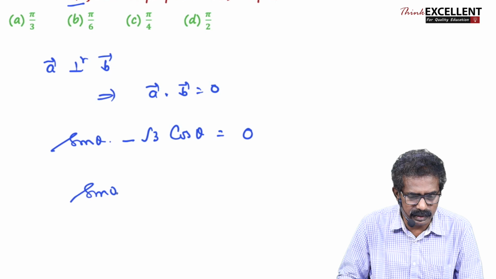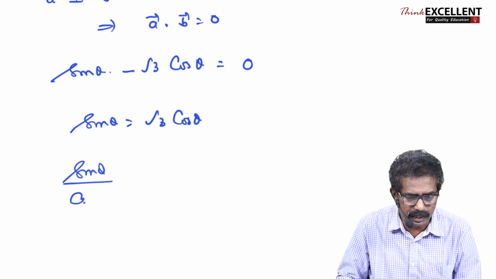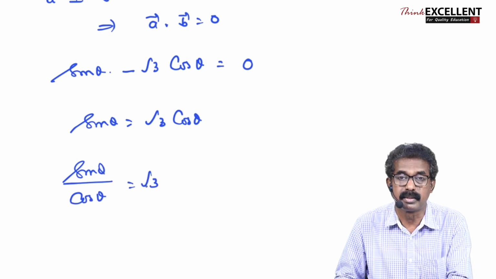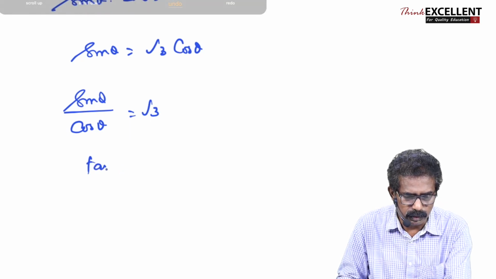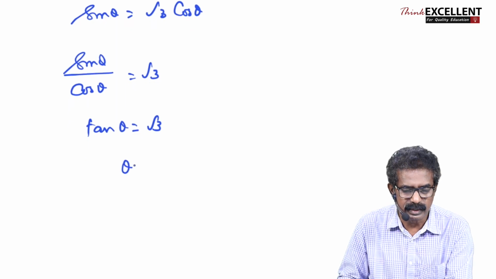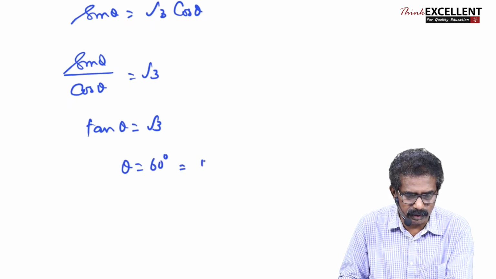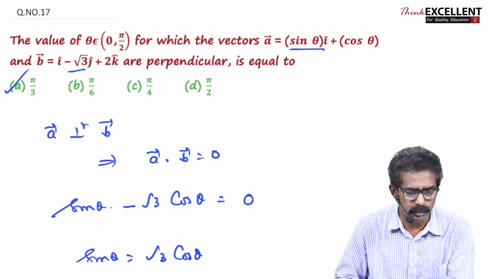So sin theta is equal to root 3 cos theta. Bring cos theta to the left side, down, so sin theta by cos theta is equal to root 3. Sin theta by cos theta is tan theta, right? So tan theta is equal to root 3. Which angle has tan equal to root 3? 60 degrees, or pi by 3 radians. So the first option is the correct one.